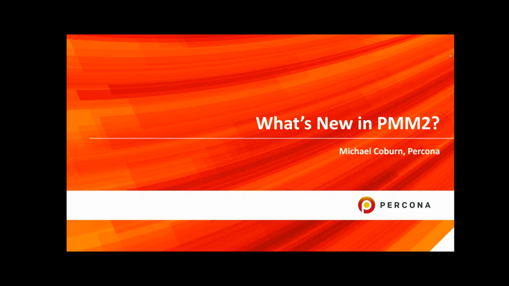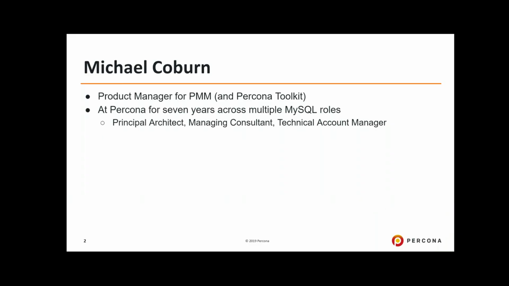So just to give you guys some color where we're at right now, my name is Michael Coburn. I'm the product manager for PMM, Percona Monitoring and Management, as well as Percona Toolkit. I come from a technical background. I was a DBA before Percona. I started as a MySQL consultant, worked as a manager on the consulting team, and then in the last 3 years, I've been working as the product manager.